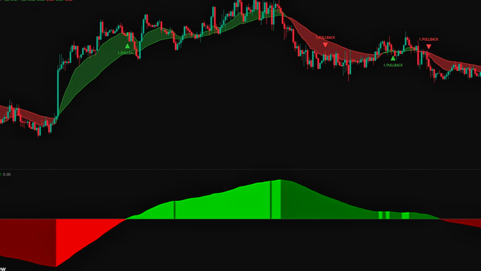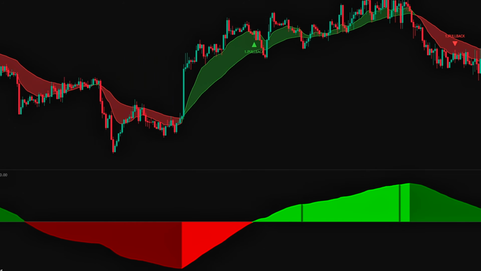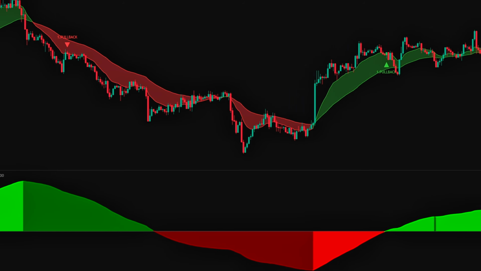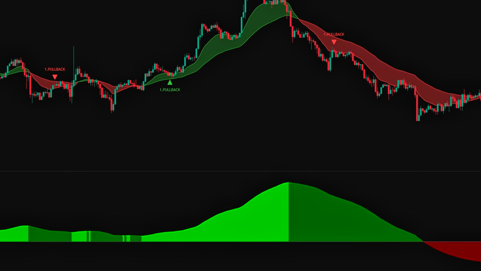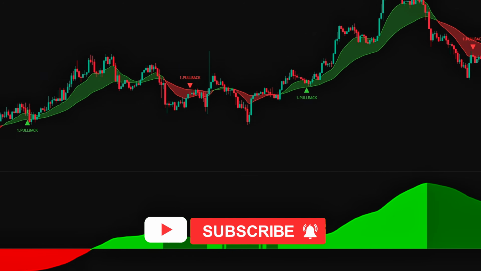Use it with patience, manage risk wisely, and over time, you'll notice the difference between chasing trades and catching the right ones. Remember, this tutorial is for educational purposes only and not financial advice.